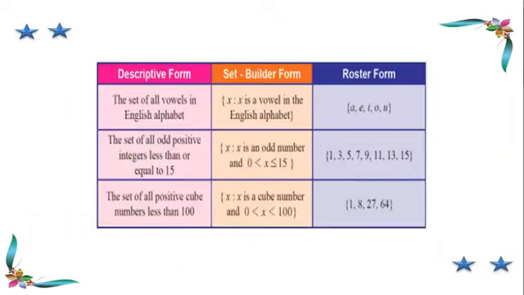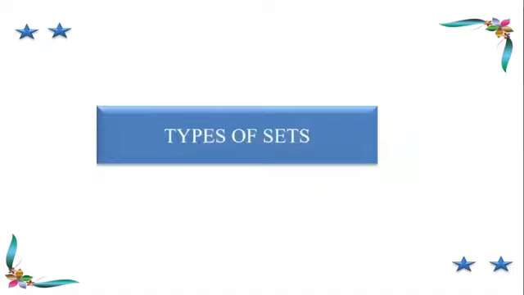Next, let us consider the descriptive form, set builder form, and roster form. For example, the set of all vowels in the English alphabet is the descriptive form. How can we write it in set builder form? {x such that x is a vowel in the English alphabet}. And in roster form, we can write it as {a, e, i, o, u}. Like that, the other examples also we can do.